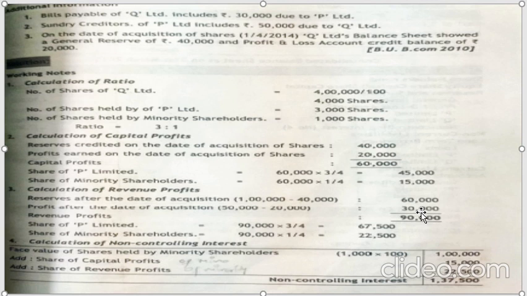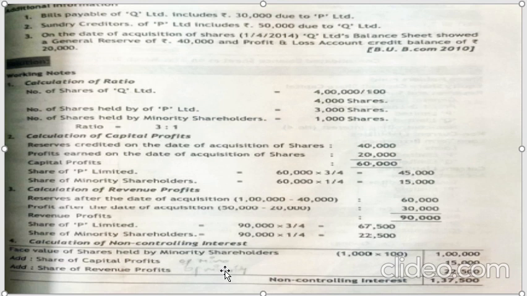Non-controlling interest is the amount which the minority shareholders will be taking. First is the face value of shares held by minority shareholders. The face value of shares held by minority shareholders is 1,000 shares at rupees 100 each. So 1,000 into 100 will give you 1 lakh. So the worth of shares they are holding is 1 lakh.